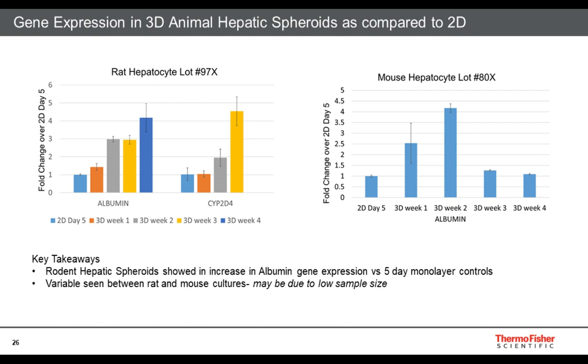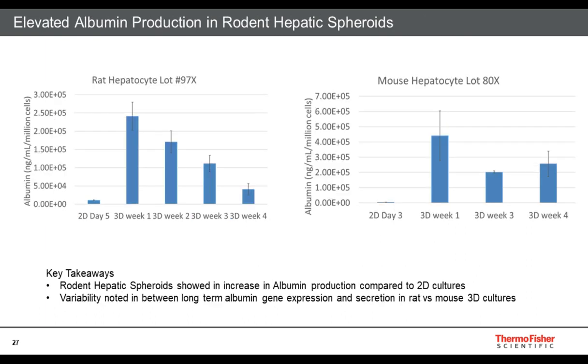And then for mouse, on the right-hand side, we looked at albumin gene expression, which we see is higher than 2D, and this peaks at week 2 and then declines after that. Some of the variability that we see in this gene expression data could be due to a low sample size. So this is a single lot that we're looking at here. So we have more work to do in this area, testing more lots for gene expression.